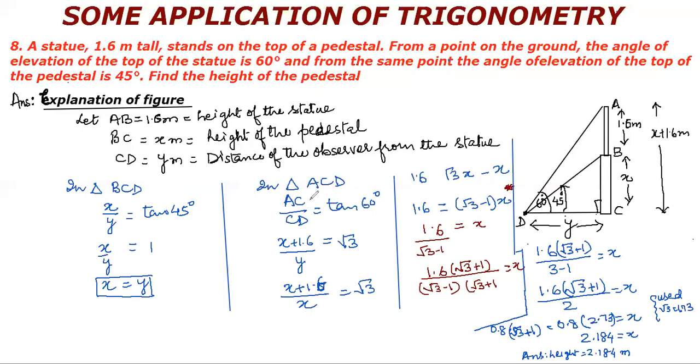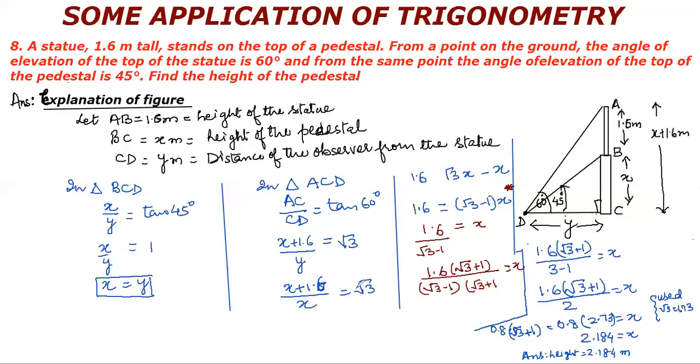Getting it? So that means AC upon CD is equal to tan 60. Now AC is X plus 1.6 meter and Y is the base. So in place of CD, I have written Y, and tan 60 degree has its value square root 3. So put the value of tan 60 degree here. Now we have obtained that X is equal to Y, so we will replace Y by X so that we will have only one variable and it will be easy for us to calculate that.